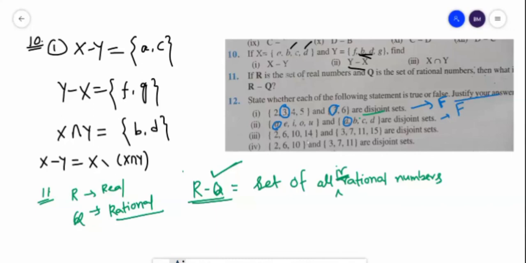Now 2, 4, 10, and 2, 6, 10, 14. Check whether there is a common element. No common element, so this is true. Justification: the intersection is empty. Similarly for the next one, also true, with the justification that the intersection is empty. Okay, you can see the previous exercise. I have given the link in the description.